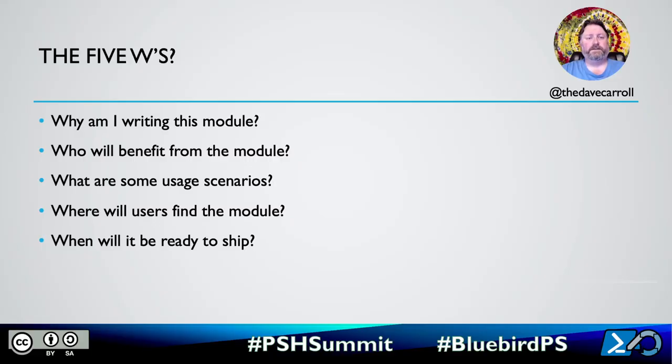The five W's have been used in journalism and other investigative endeavors. We use them to define the need and other aspects of the module. Why am I writing this module? Primarily, I felt the community needed a Twitter API module that adhered to PowerShell best practices, one that is open to input and involvement from the community.